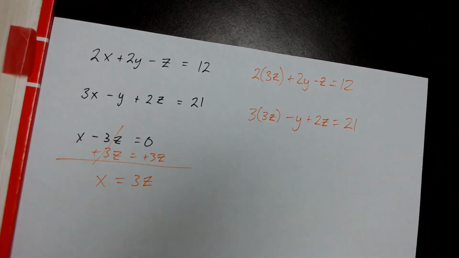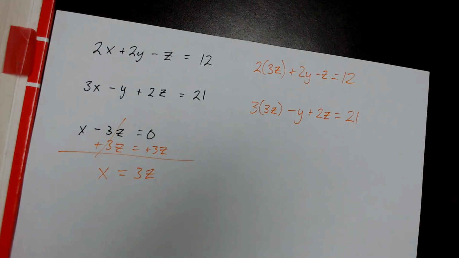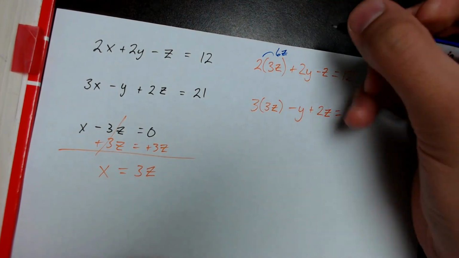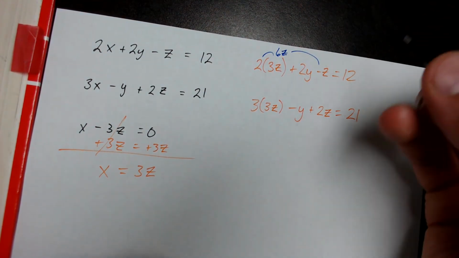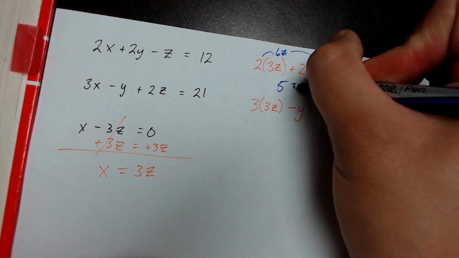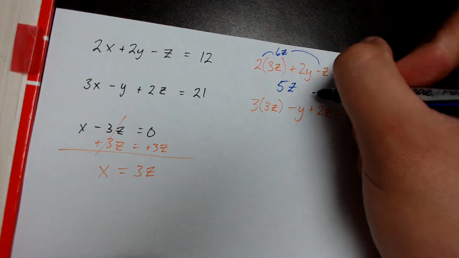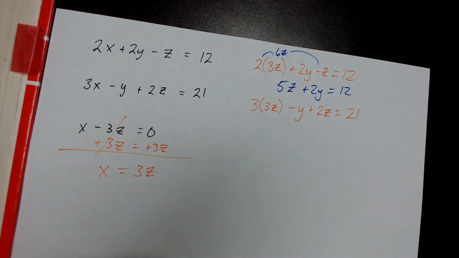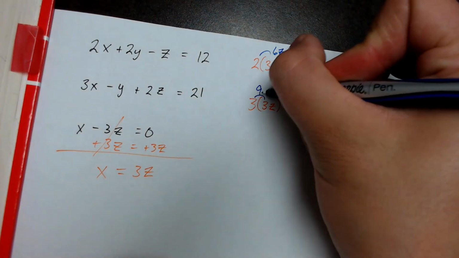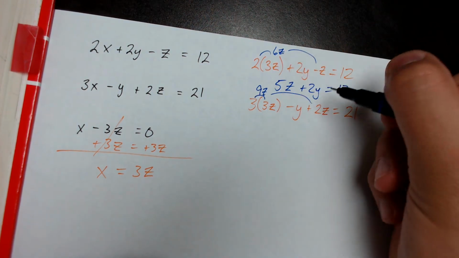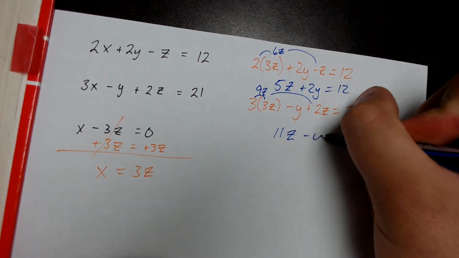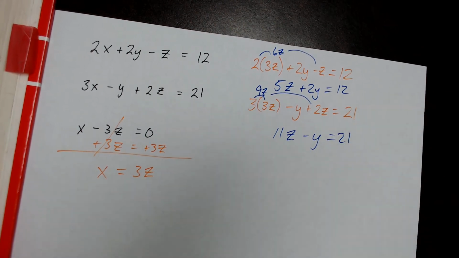All right, not quite ready to use these yet. I'm going to have to do a little bit more simplification. This is going to become 6z minus z combines to become 5z. So I now have 5z plus 2y equals 12. Here I combine these two to become 9z. 9z combines with 2z to become 11z minus y equals 21.